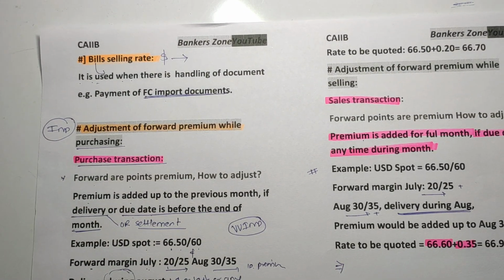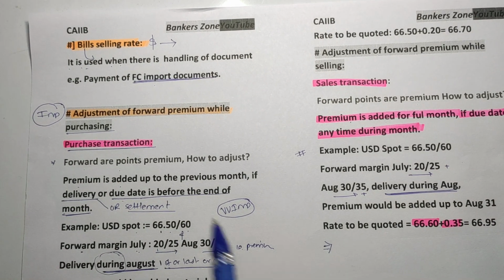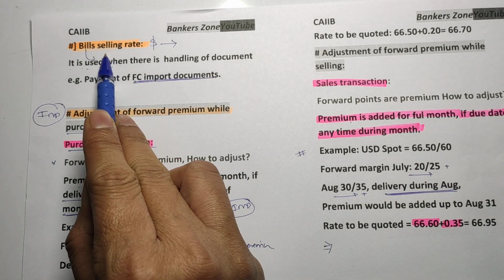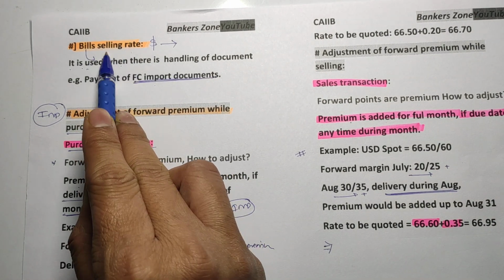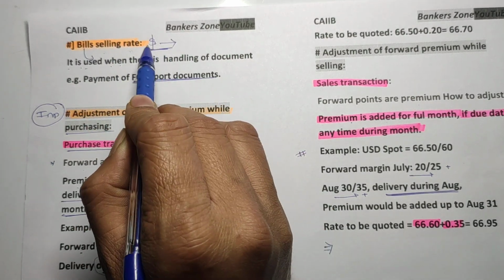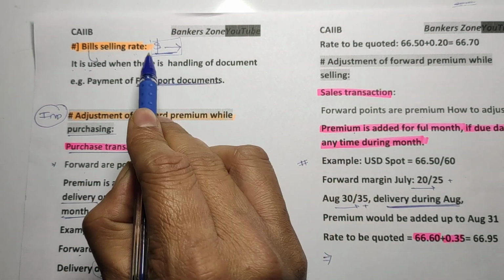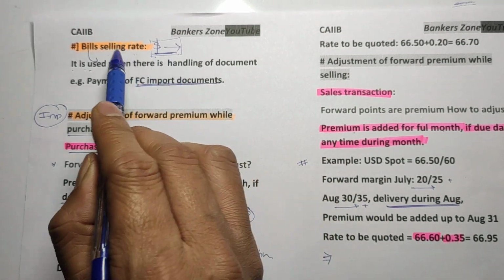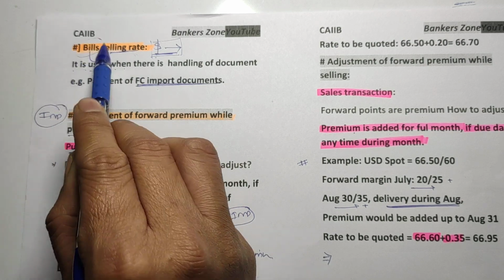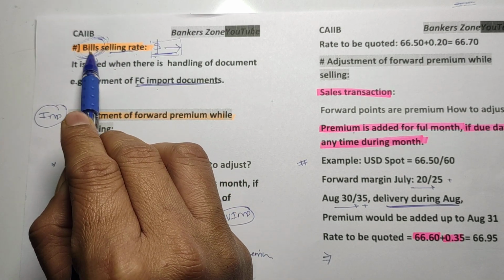When to use the bills selling rate? So friends, see, in case of bills selling rate, selling, that means we are selling the dollar. Basically, just remember selling, that means foreign currency is going away from you. Okay, when there is outflow of the foreign currency, you have to use the selling word. And when to use the bills? When there is documentation or the delay involved. Okay, that time you have to use bills.